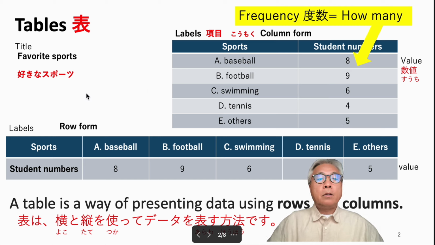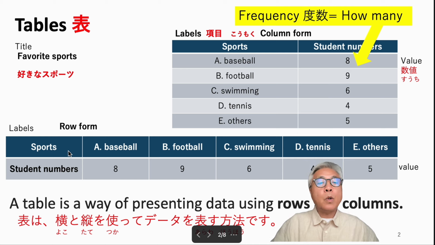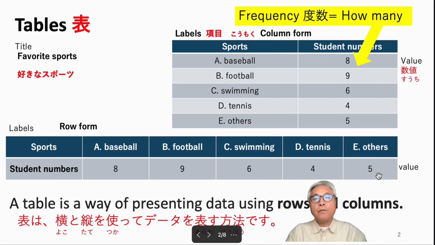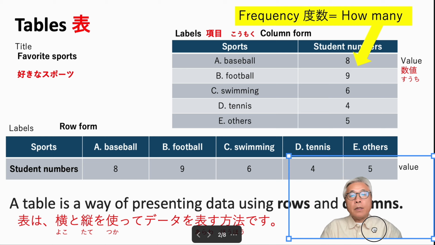Okay? Look at this row form. Labels. This one. Labels are sports. Baseball, football, swimming, tennis, and others. Okay? These are values for student numbers. 8, 9, 6, 4, 5. These are values. Okay. Summary.